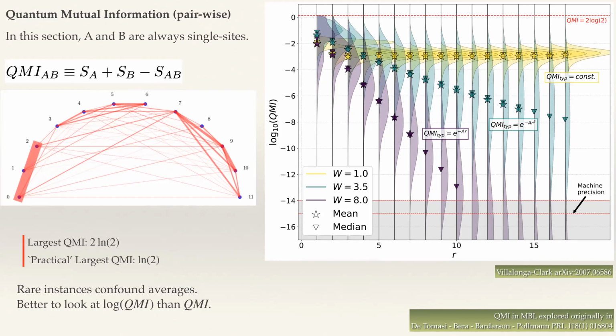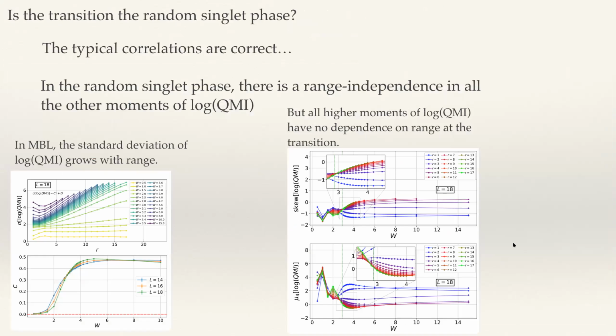In the infinite disorder fixed point, the moments should largely all be range independent outside the mean. So the mean goes as e to the minus root r, and all of the other moments of this should have no dependence on range. And so we can look at these. Let's say we take the third moment, the skewness. We sort of zoom into the transition, and what we see is that the third moment has a crossing point here, and at the transition, independent of the range, these different curves are range 1, 2, 3, 4, 5, whatever. This is a function of w. Right at the transition, they all have the same skewness.